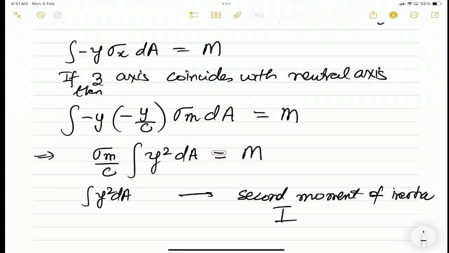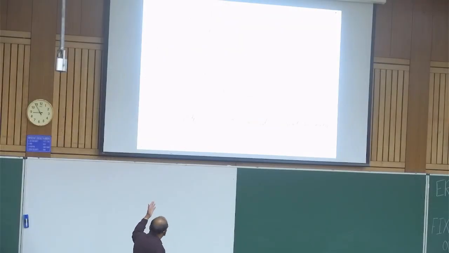We substitute in the value of sigma x, which is linear with y. There is one y already there. When we take this, we get a product, integral y square dA. Everything else is a constant, so that can be pulled out. So the total moment is equal to sigma m upon c integral y square dA. Integral y square dA is nothing but the moment of inertia. It would be Iz, because you are taking it about that section. So second moment of inertia I.